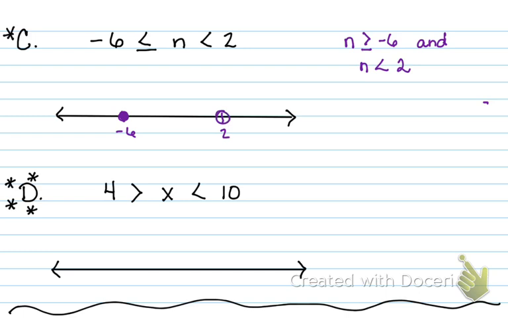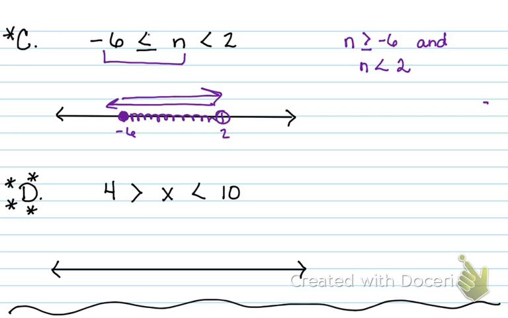So now we can look at each individual piece. We know that n has to be greater than -6. You can always read from the variable over. So n is greater than -6, which is going to go this way. N has to be less than 2, which is going to go this way. So again, we're going to fill in our line where those two pieces overlap.